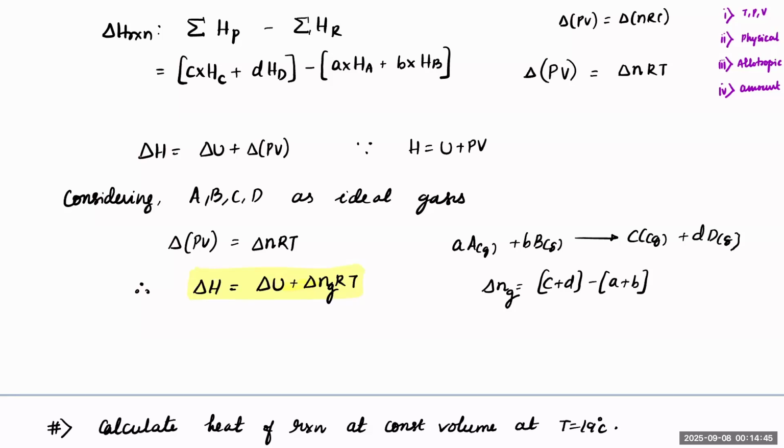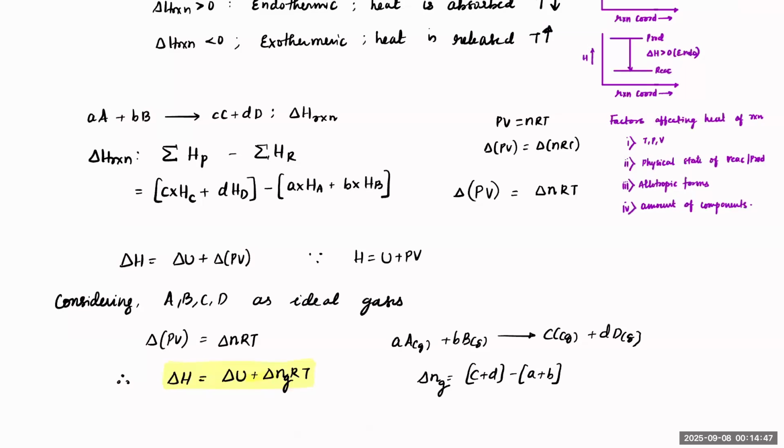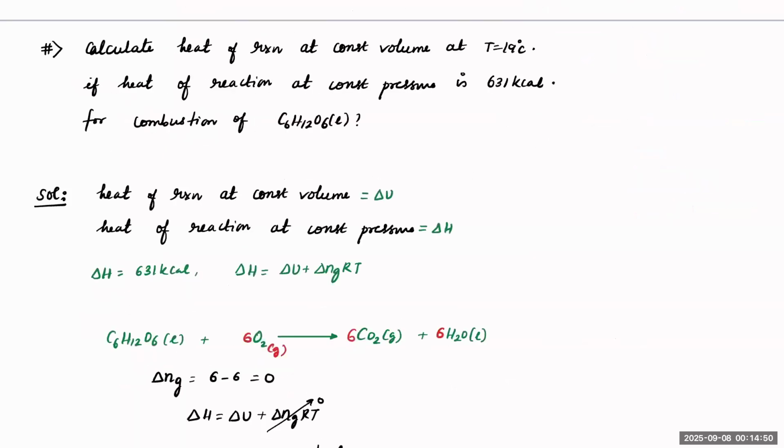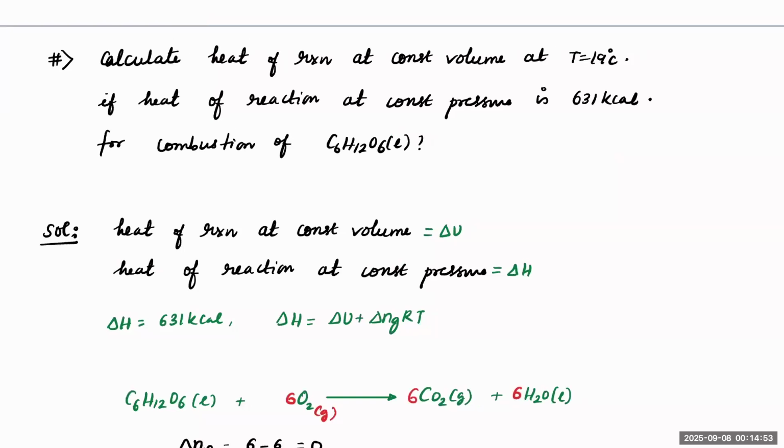Now, before going further into detail about what standard enthalpy is and all of that, see how the questions are typically asked in simple terms, and how we can solve these questions. Check out one question, I'll add it up here. Calculate heat of reaction at constant volume at temperature 19 degrees Celsius, if heat of the reaction at constant pressure is 631 kilocalories for combustion of glucose. This is glucose, C6H12O6. Okay.